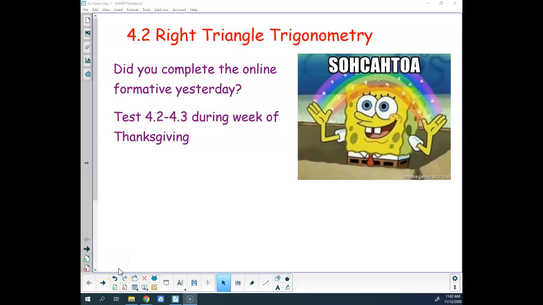So, if you haven't completed your online formative yet, that was supposed to be done last night or by yesterday. We gave you time in class. It'll take you like 5 minutes, maybe 10, at most 15. Get it done, because I don't want you to get farther and farther behind. I think everybody in here took it, so we're good to go with that one.